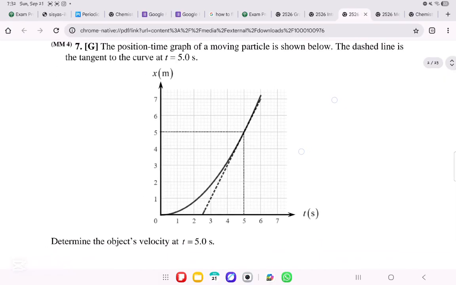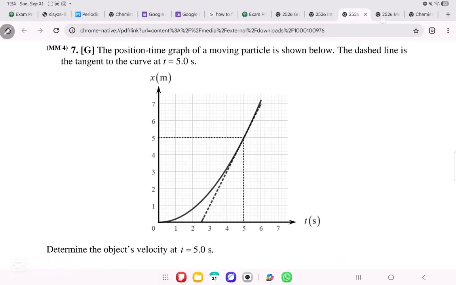Now we move on to 7. The position time graph of a moving particle is shown below. The dashed line is the tangent to the curve at time equals 5 seconds. Determine the object's velocity at time 5 seconds. So now, how do we do that? Very simply, you need to take the slope of the tangent.